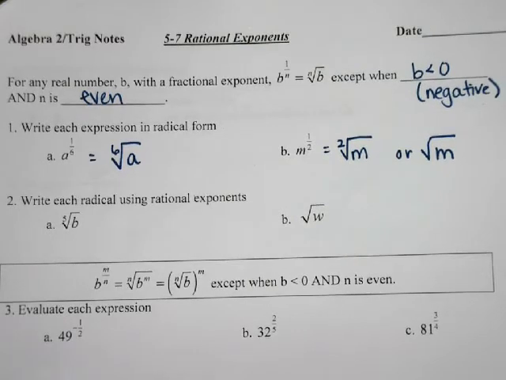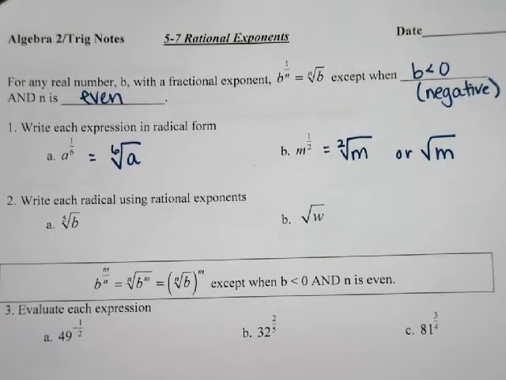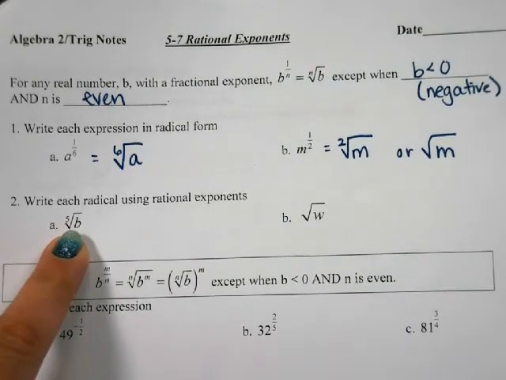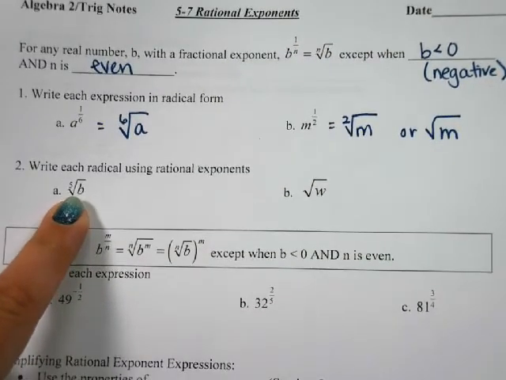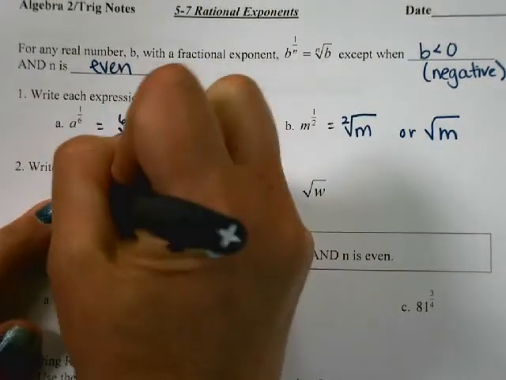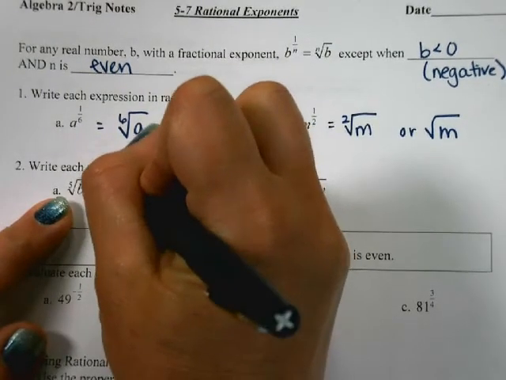Okay, so if I give you rational exponent form, you can go to radical form, but the same way we can also go back the other way. We can go from radical form to rational exponent form. So look here at number 2. I have the 5th root of b. The index is 5, so that becomes the denominator. So I have b to the 1/5.